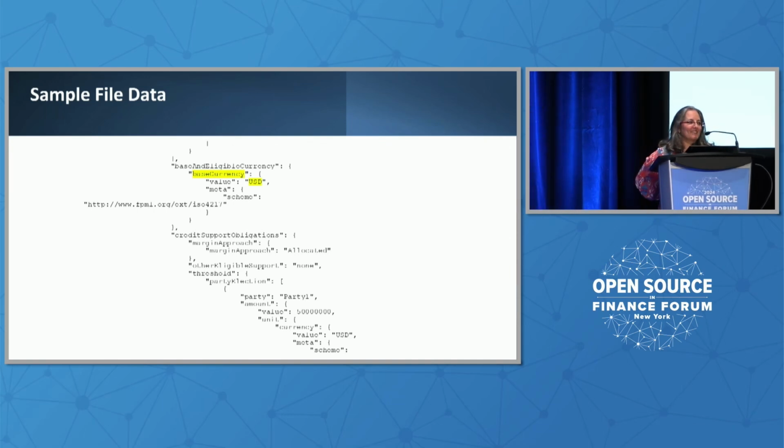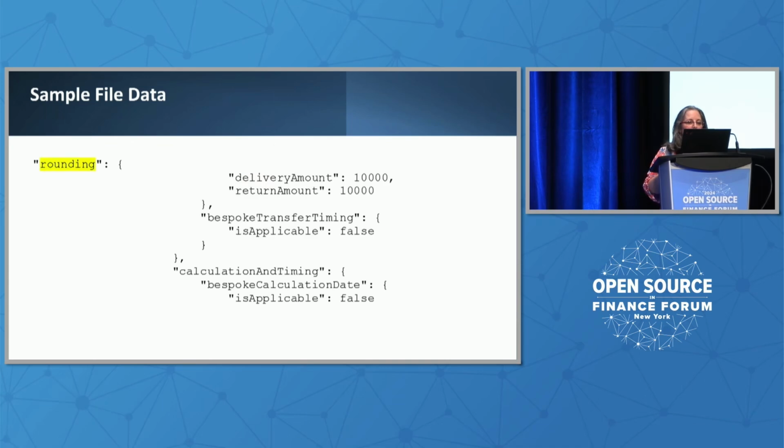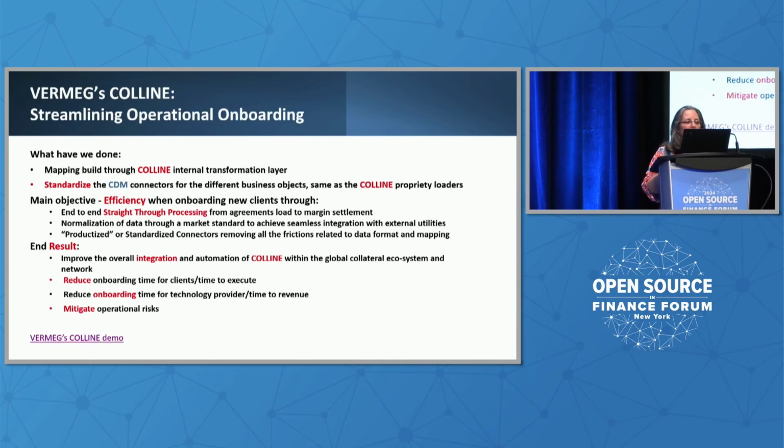So what you're looking at on the screen right now is actually what is exported in the CDM format from ISDA Create. Again, it doesn't have to come from ISDA Create, but for the purpose of this example, we were using ISDA Create to create it. So you can see we brought in a minimum transfer amount of 150,000. We brought in some rounding of 10,000, right? So all of that is going to be pulled into the collateral management system.